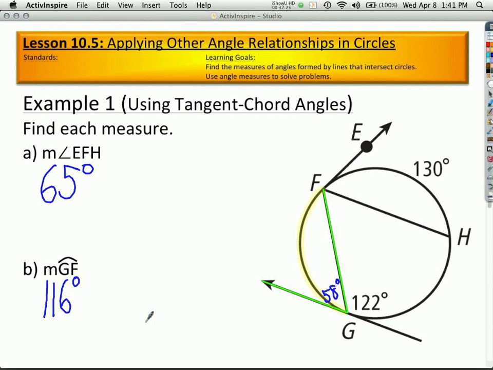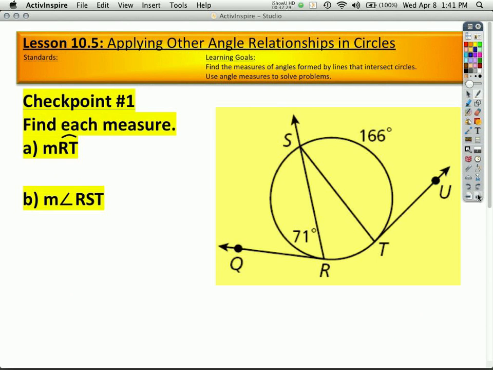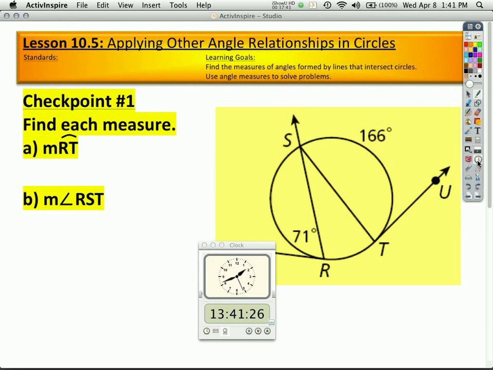Comments, questions? Okay. Checkpoint number 1 is going to use the diagram that comes next. So find the right diagram. And find me the measure of arc RT. And find me the measure of angle RST. You got 2 questions. You got 3 minutes.